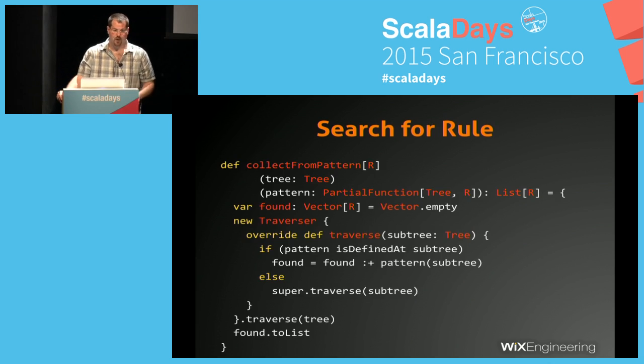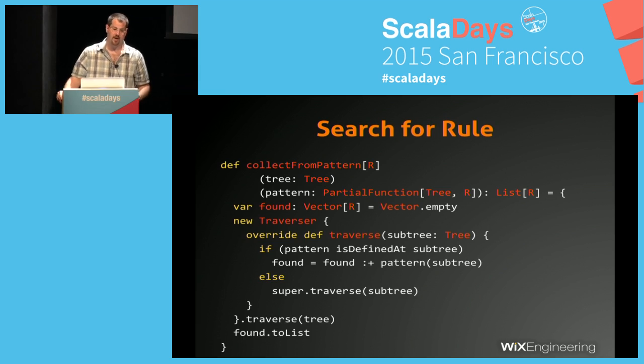Quick overview of what working with ASTs looks like. This is a helper function. It doesn't have any logic that has to do with what my actual macro is trying to do. It's just a utility function. What it does is it takes in a tree, which is what I'm searching over, and it takes in a pattern, which is that exact partial function from tree to R. The way this is encoded is that if the partial function is defined for a given tree, it gets applied, and I don't recurse further into that tree.